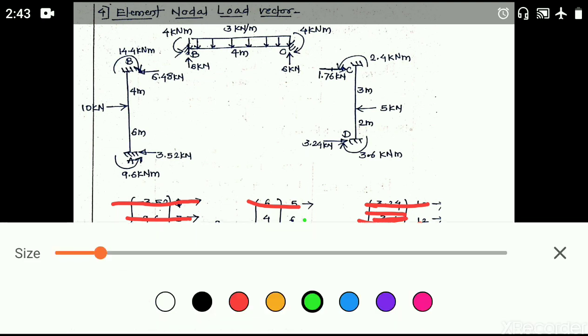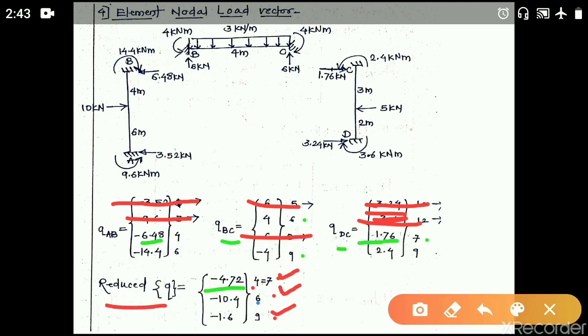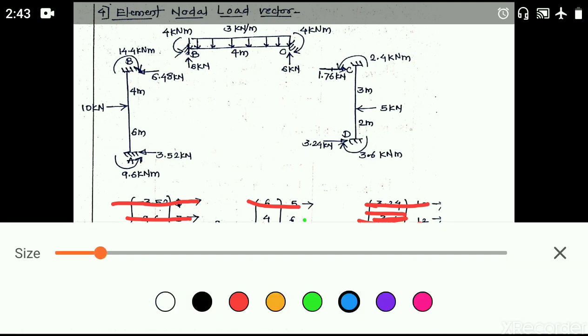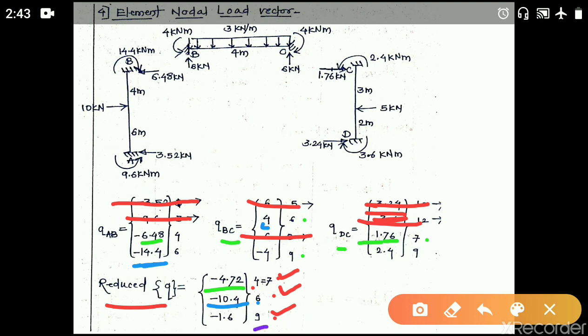Okay, after that the next element is related to C, number 6. So related to number 6 is this minus 14.4, and from BC is plus 4. Add these two, you will have minus 10.4. After that, number 9: related to that minus 4 and this 2.4. So here it is equal to minus 1.6. This way, after imposing the boundary conditions, assemble the leftover elements and write them down here in a reduced stiffness matrix.